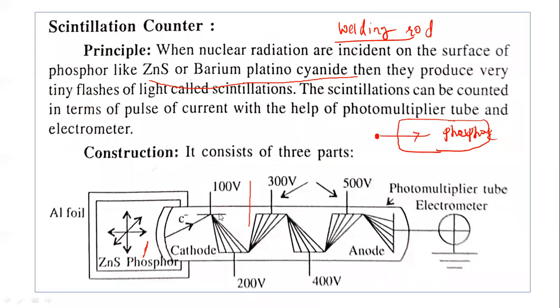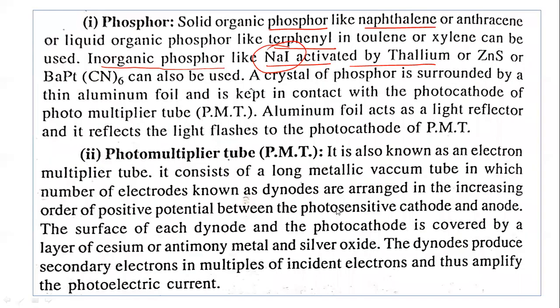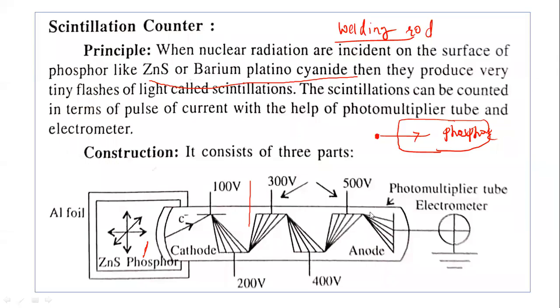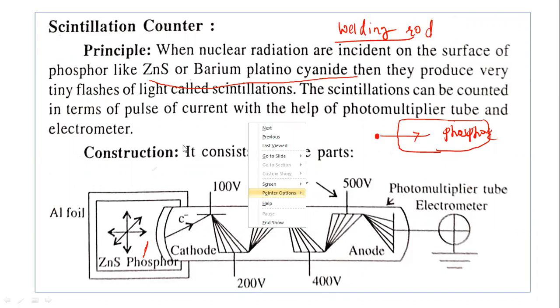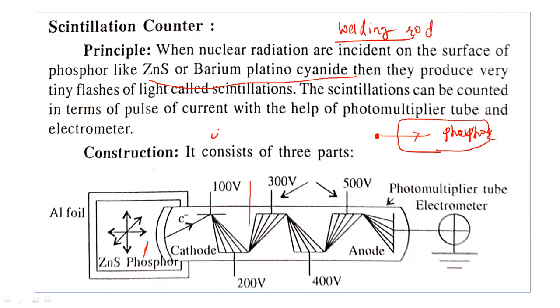A number of electrodes. So these are the electrodes here. This is first, second, third, fourth, then fifth. And finally the anode is here. So this photomultiplier tube or electron multiplier tube consists of a series of electrodes called dynodes. We can write here dynodes. So these are the dynodes here.